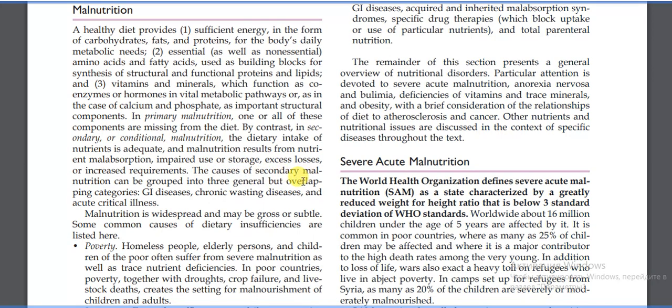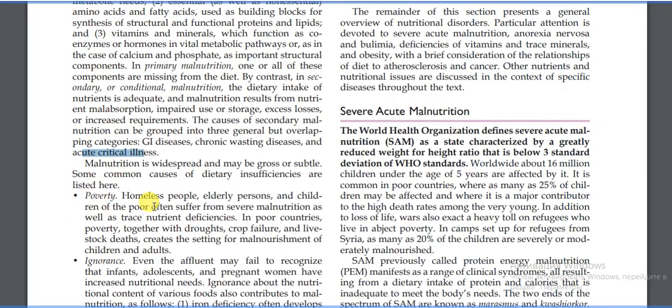Causes of secondary malnutrition can be grouped into three general but overlapping categories: gastrointestinal diseases, chronic wasting diseases, and acute critical illness. All of them we'll discuss later.